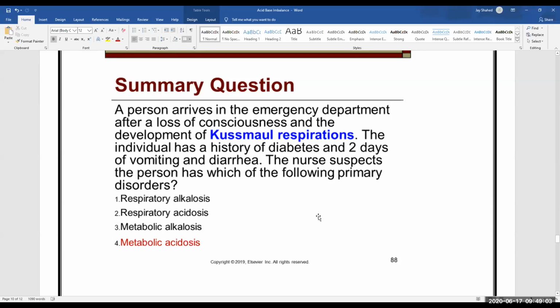Yeah, so right away, this is a compensation for this. So that's just an easy question there to answer. So here, but look at the history here. Person arrives in the emergency room department, unconscious. The individual has a history of diabetes. So right away, when I say diabetes and diarrhea and vomiting and all that, that has to be with what? Metabolic, right? So right away, it's metabolic. So you rule out the first two, and then either alkalosis or acidosis, but we know this is respiration to retain carbon CO2, so it's metabolic acidosis.